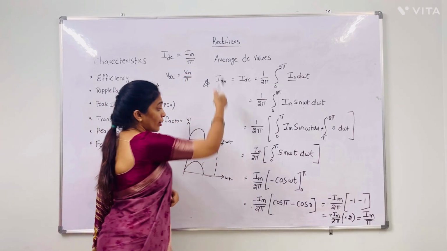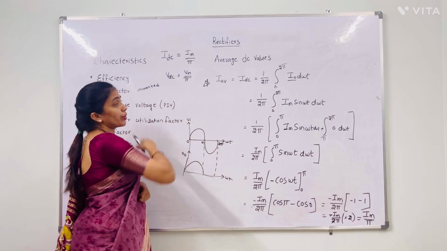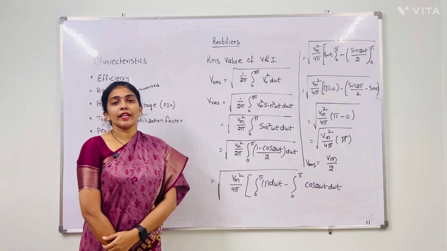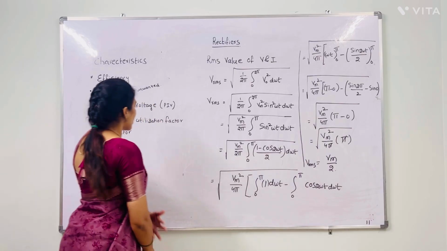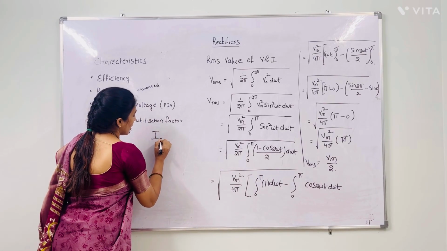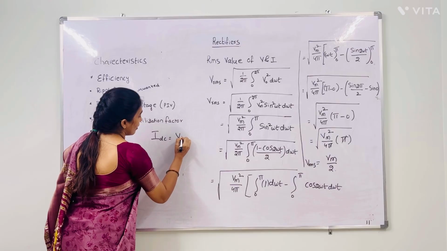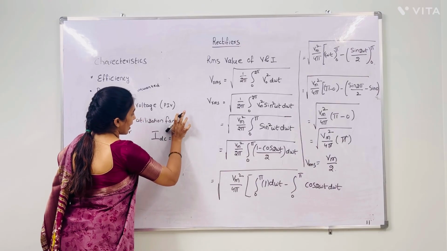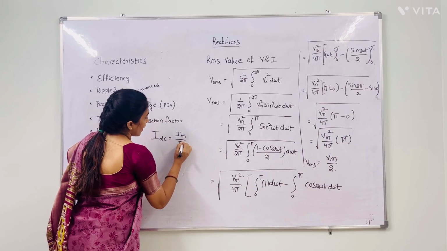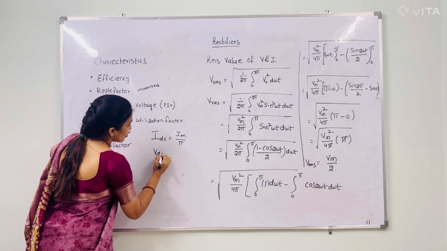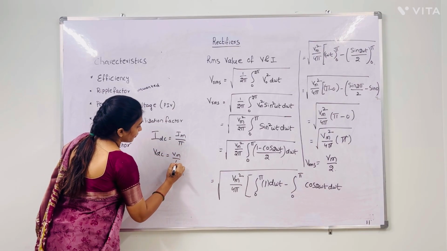Okay, note down all the equations up to here. So we calculated average current and average voltage. The average current formula: IDC equals Im by pi, and VDC equals Vm by pi.